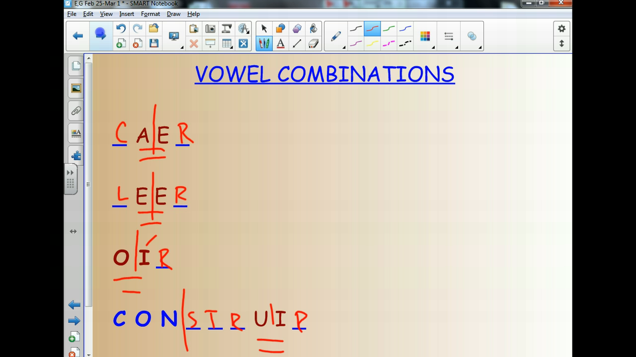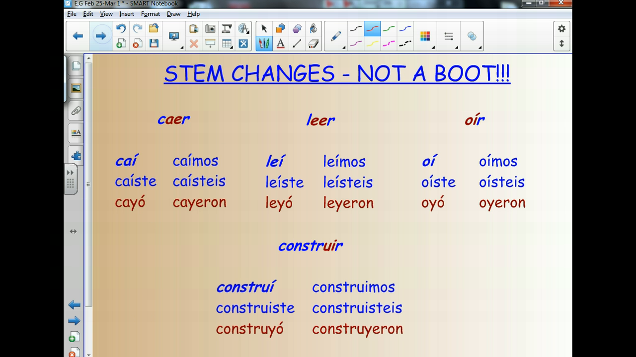Okay? As far as what these mean, you guys should know this means to fall, this means to read, this means once again to hear, this one causes people problems, and this one means to construct. And we'll see an entire list of these verbs on one of the other slides. Okay, so these are the vowel combinations that cause changes. So you really want to take down these as examples, AE, EE, OI, and UI. Okay, so what do they do?